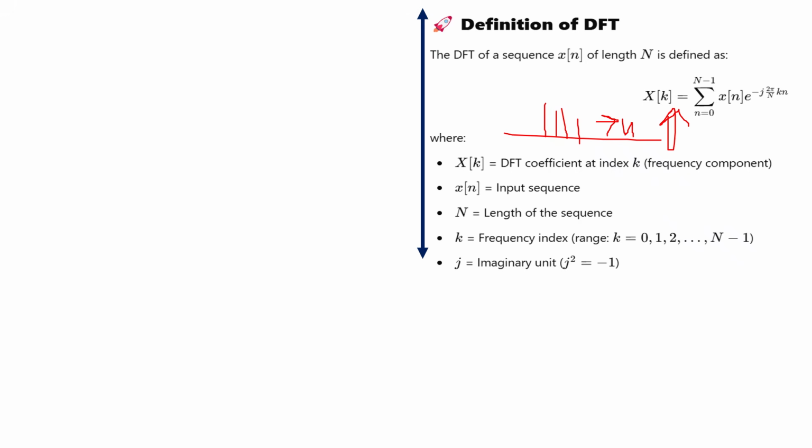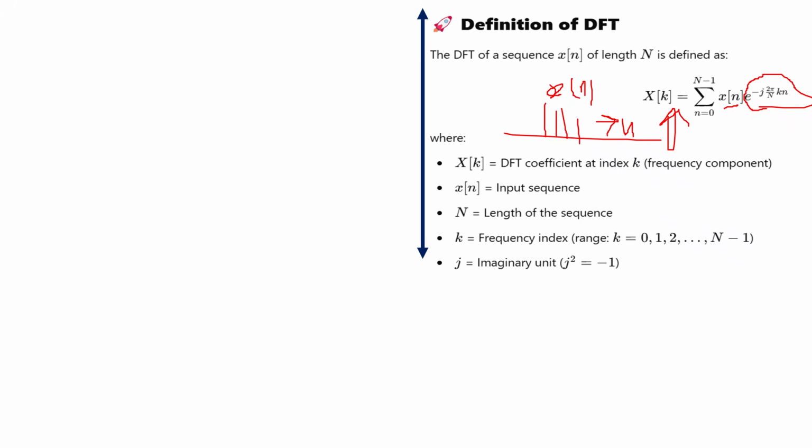So the formula is summation of n equal to 0 to capital N minus 1, x of n, and this x of n is your sequence, multiplied by exponential of minus j 2 pi by N times k n. We have to multiply by this exponential function in order to convert x of n into X of k. So it will convert our time domain sequence into the frequency domain sequence. This is called the DFT, that is discrete Fourier transform.